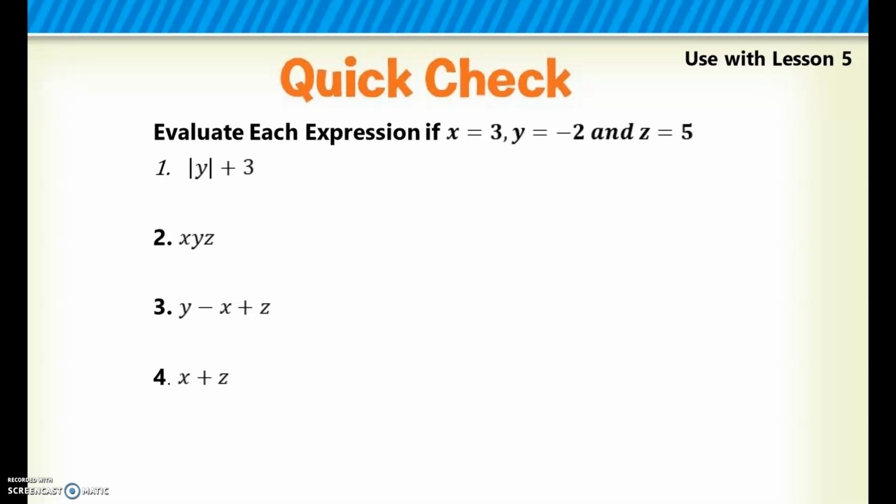So these are all evaluating. So just a reminder if you need it. Each of these values for x, y, and z are given up here at the top of the screen. So you're going to use those and replace each of the letters.